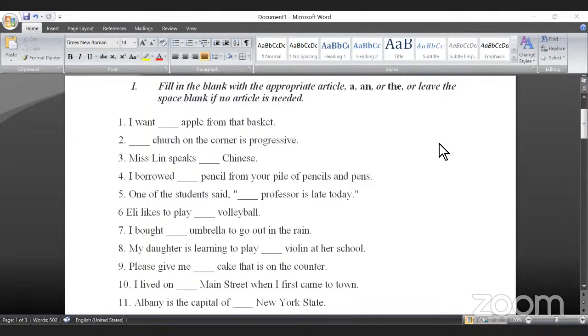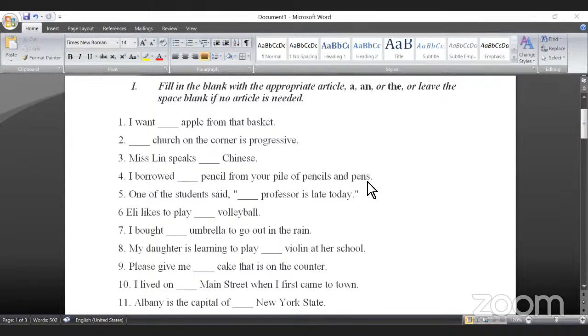Second one, dash church on the corner is progressive. The church. Okay, so why would you use the? Church is not a particular... We are referring to that church which is at the corner. Yes, correct. The answer is you're referring to this church on the corner. So there's a specificity. The phrase on the corner that follows the word church gives you some sort of locational specificity, right? So it is because of this reason that you use the. An is out of question, obviously, because you have a consonant sound, and a you cannot use because you're not talking about a non-specific entity, right? So that's right. The church on the corner is progressive.